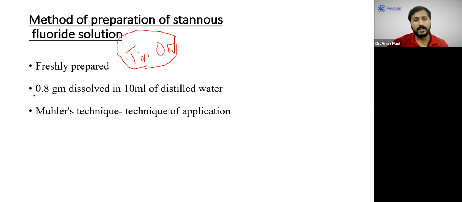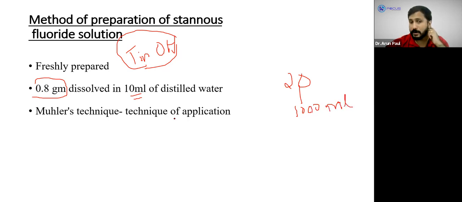It is prepared by dissolving 0.8 grams in 10 ml of distilled water, whereas sodium fluoride was 20 grams in 1000 ml. Here it comes in decimals, 0.8 in 10 ml. Here just 10 ml, there 1000 ml. So always try to compare and learn the topical fluorides. It is more helpful.